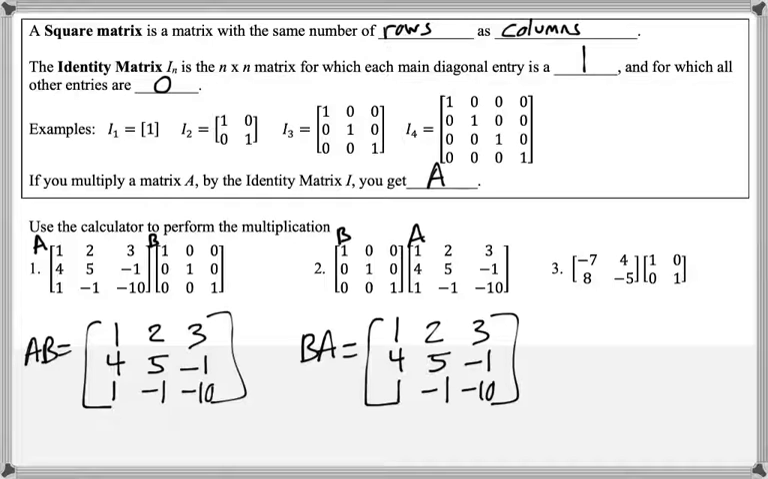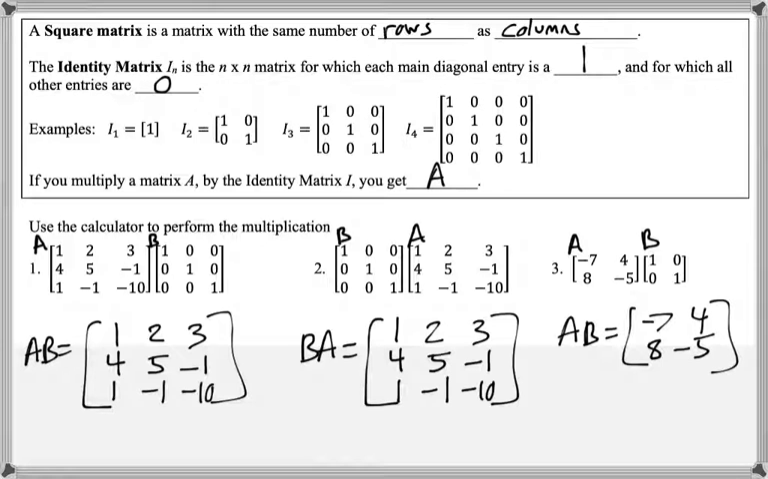And then lastly, on number 3, if we enter this into matrix A and then the identity matrix into matrix B, then AB is just A.